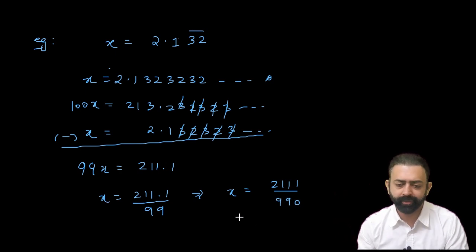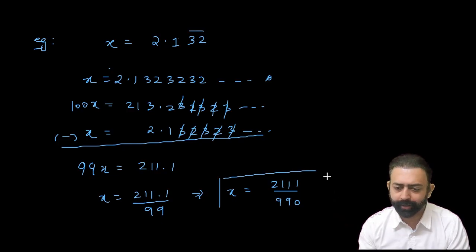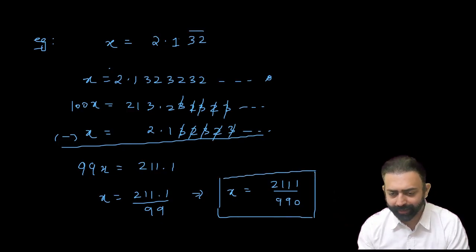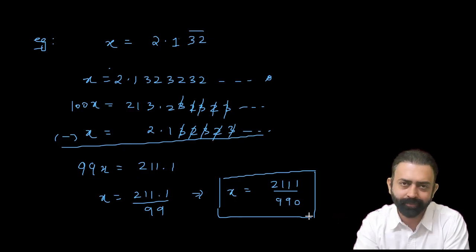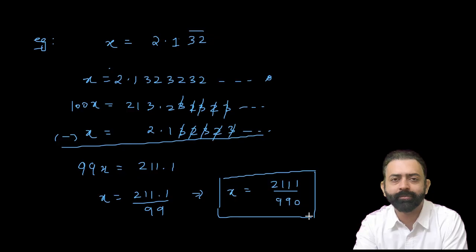I'm not simplifying this because it is very complicated, so you can leave your answer here. So no need to form multiple equations. Only 2 equations are sufficient to solve any recurring decimal type of questions.